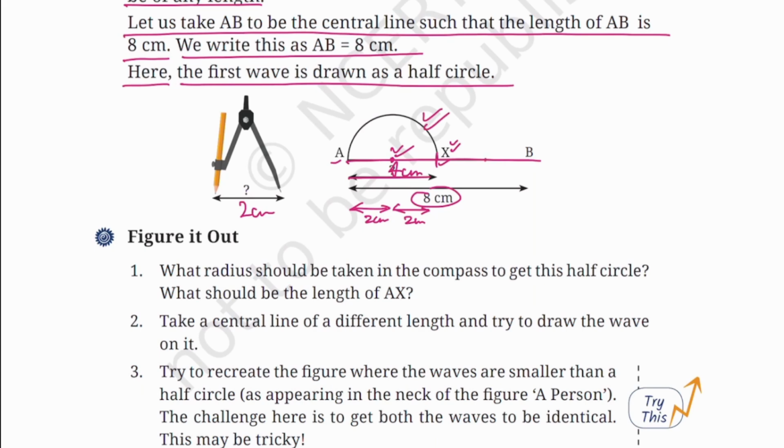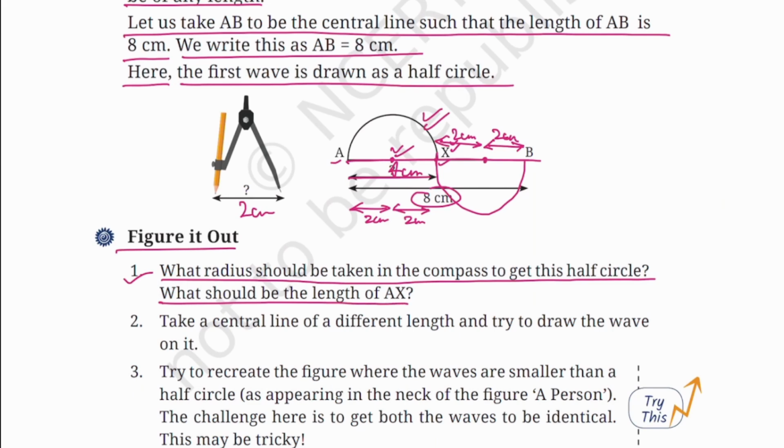Similarly, taking this point as a center, which is at a distance of 2 cm from X and B, you can draw another half circle like this. Figure it out. 1. What radius should be taken in the compass to get the half circle? What should be the length of AX? The answer is, the radius will be 2 cm and the length AX will be 4 cm.